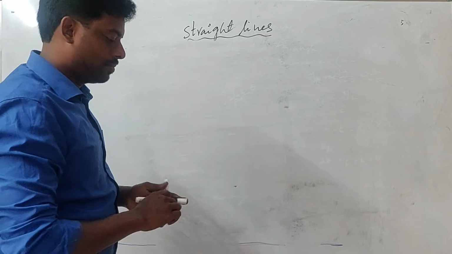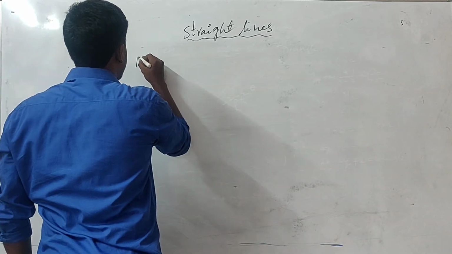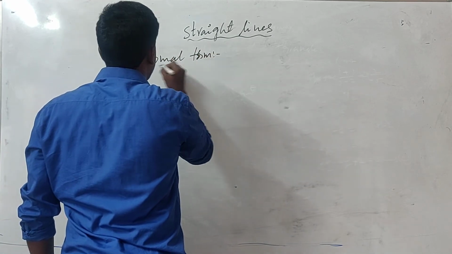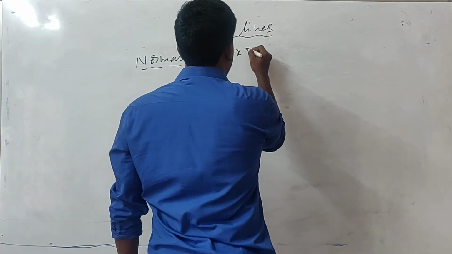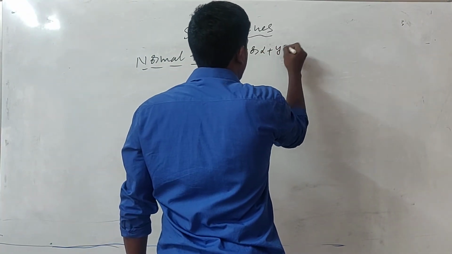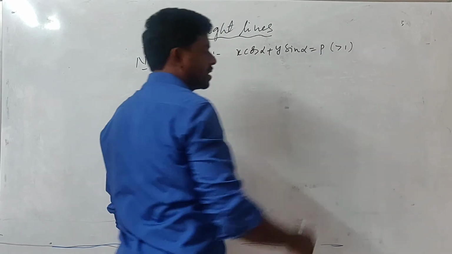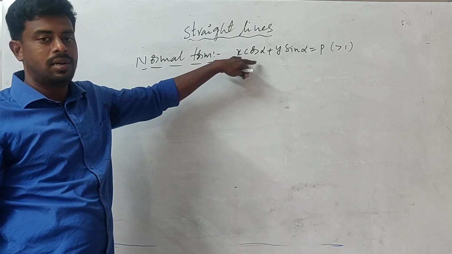So next, normal form. Normal form is nothing but x cos alpha plus y sin alpha equal to p, where p must be positive.